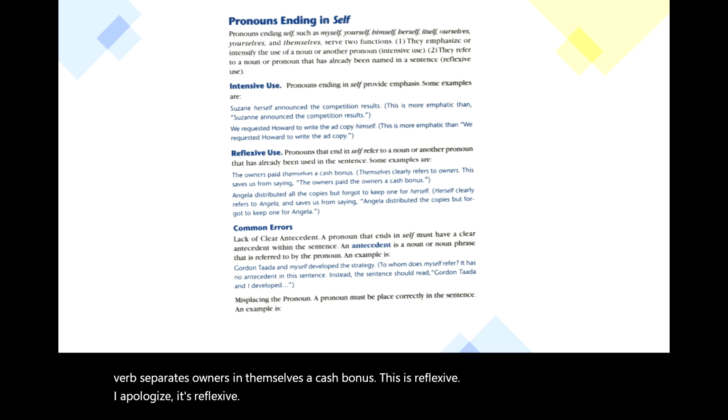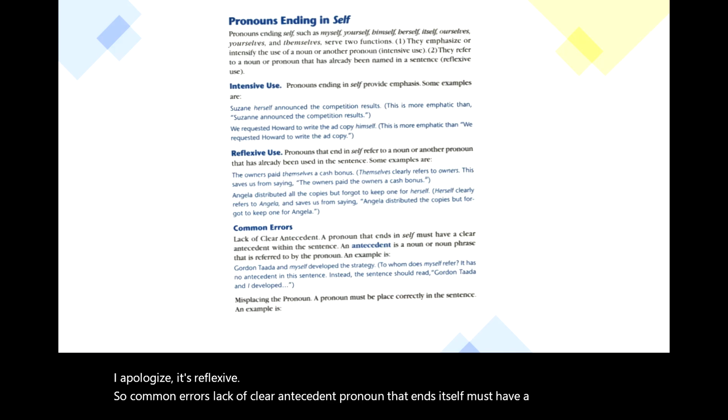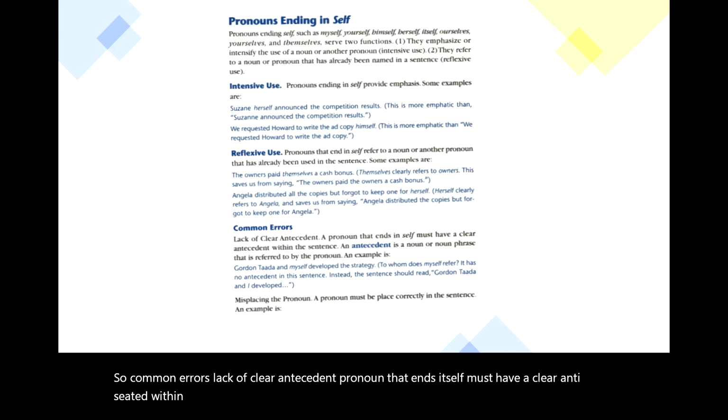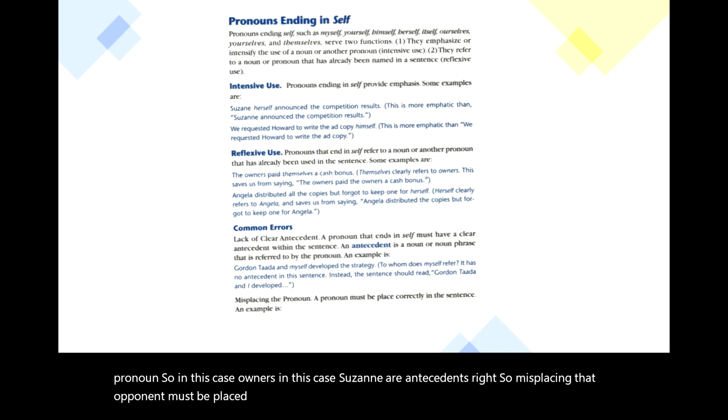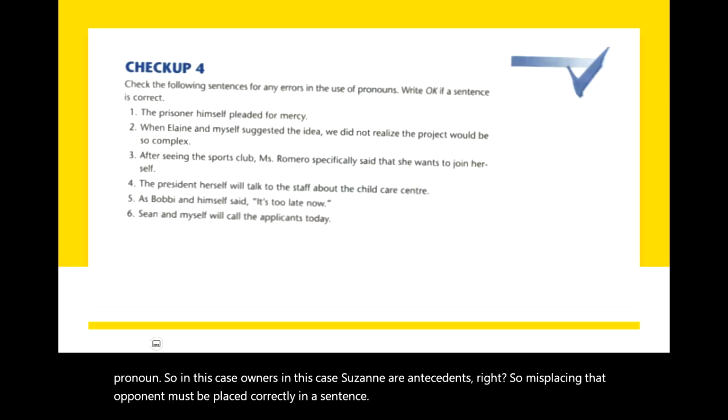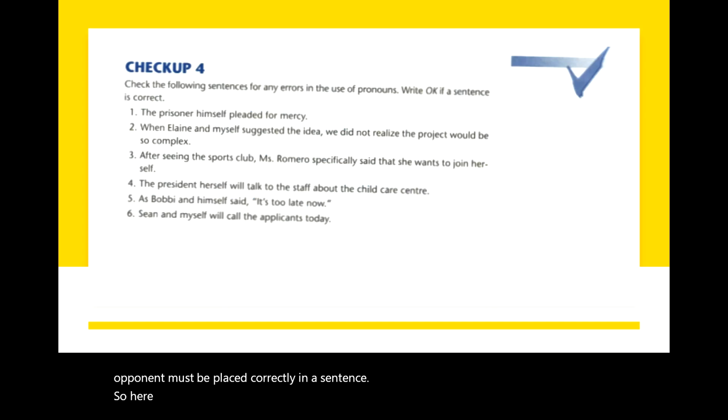So common errors, a lack of clear antecedent. A pronoun that ends in self must have a clear antecedent within the sentence. So antecedent is the noun or noun phrase that is referred to by the pronoun. So in this case, owners, and in this case, Suzanne are antecedents, right? So misplacing that, a pronoun must be placed correctly in a sentence. So here is checkup 4.